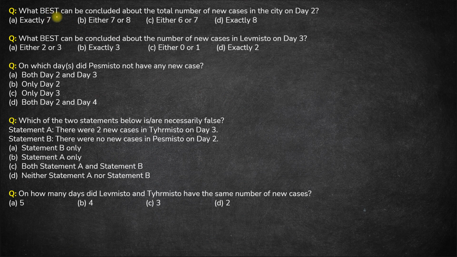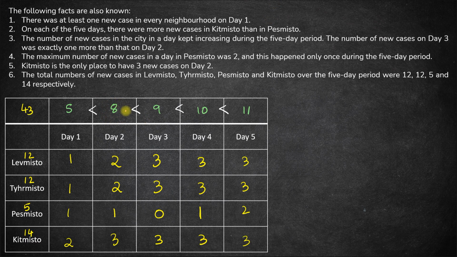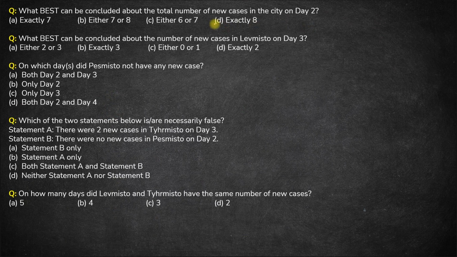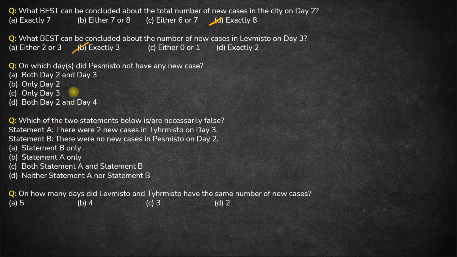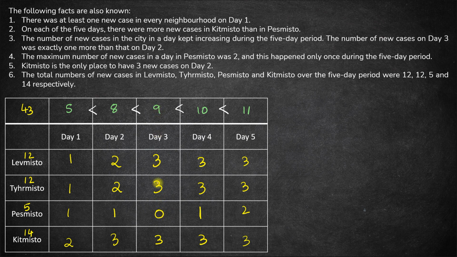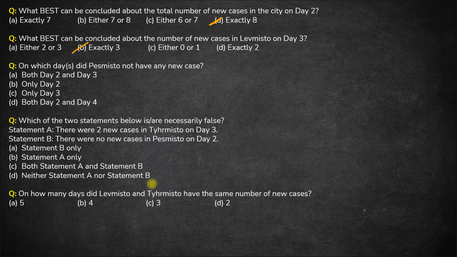First question is, what best can be concluded about the total number of new cases in the city on day 2? Okay. So on day 2, the total number of cases is exactly 8. So this must be option D. Next question, what best can be concluded about new cases in L on day 3? Okay. L on day 3, the total number of cases is exactly 3. So the answer here must be B, exactly 3. Next, on which day or days did P not have any new case? Okay. P not having any new case is only on day 3. So this must be option C, only day 3.